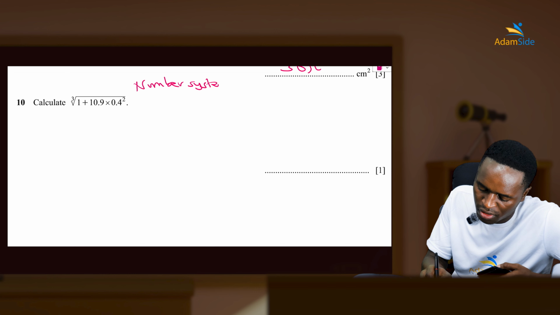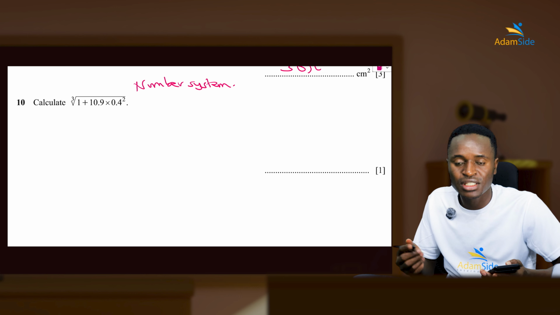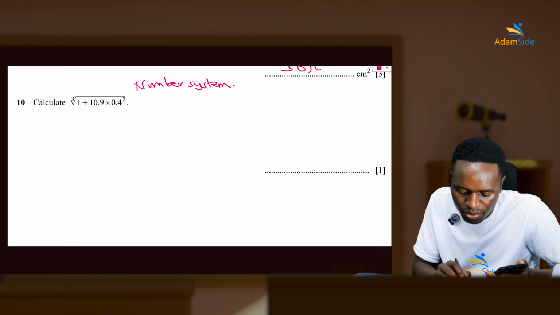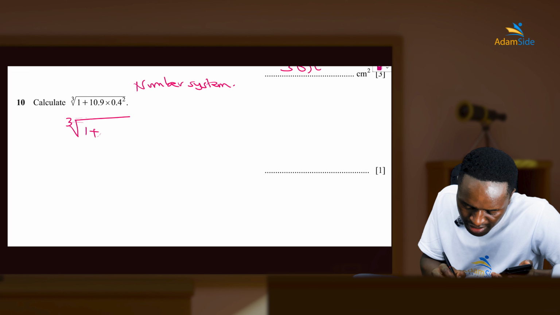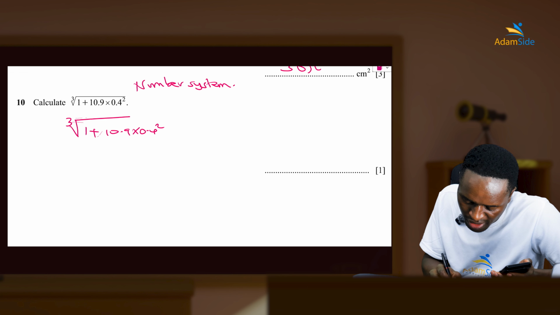Number system. It is in the topic of solving. It's not a big issue. So what do you do here? Just use the principle of exponent. So we have root 3, 1 plus 10.9 times 0.4 squared.